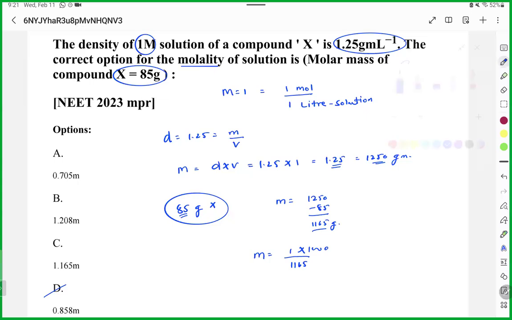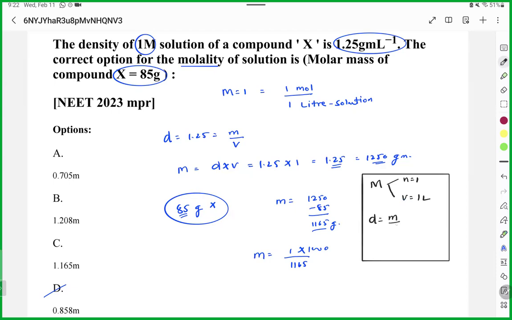So let me explain what you need to do in this question. You have molarity. So through molarity, you know 2 things. Number of moles is 1 and volume is 1 liter. Second, using density, which is equal to mass by volume, you can calculate mass of the solution. Density into volume.